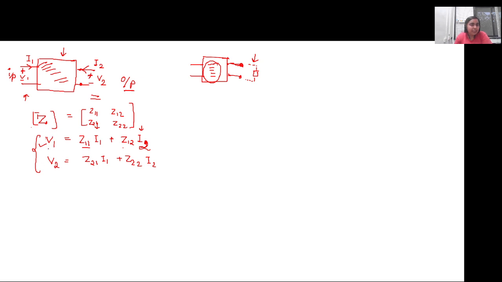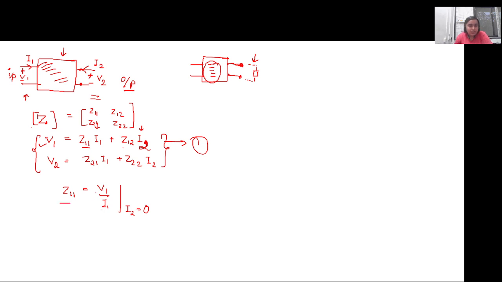So how do we calculate this Z matrix? We will either excite the input and open circuit the output, or the other way around, where either the current is going to zero or the voltage source is short circuited. From these two equations we can calculate the four Z parameters. For example, Z11 can be calculated by V1 by I1 with I2 equal to 0. If we consider I2 to be 0 in the first equation, we get V1 equal to Z11 I1, and V1 by I1 gives the value of Z11.